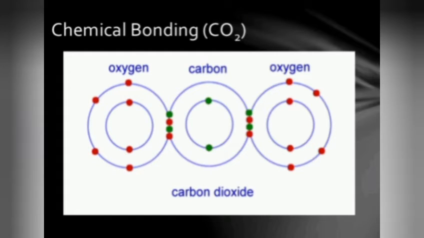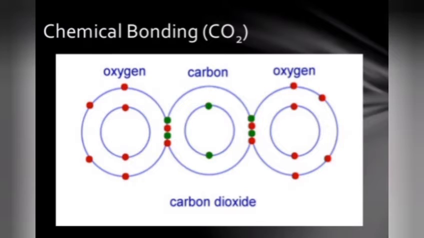Similarly, there is a bonding in carbon dioxide. In CO2, there is 1 atom of carbon and 2 atoms of oxygen. As seen clearly in the diagram, these red electrons are of oxygen. Oxygen has 6 electrons in valence shell and carbon has 4 electrons in the valence shell. So here these will share electrons with carbon to make carbon dioxide.